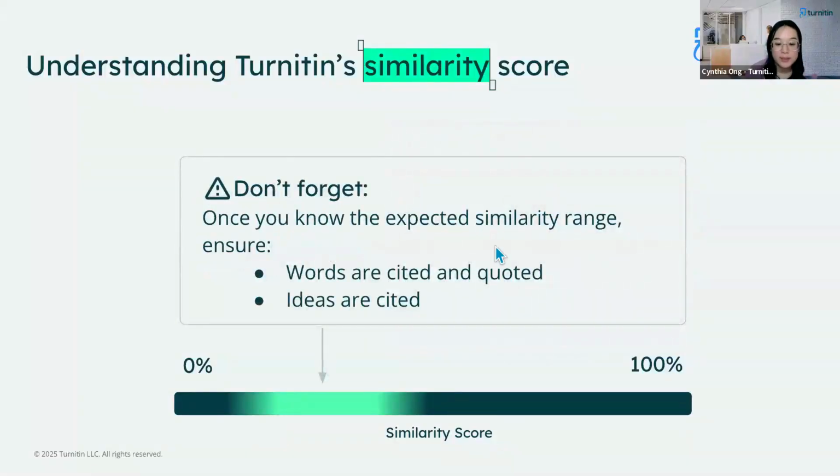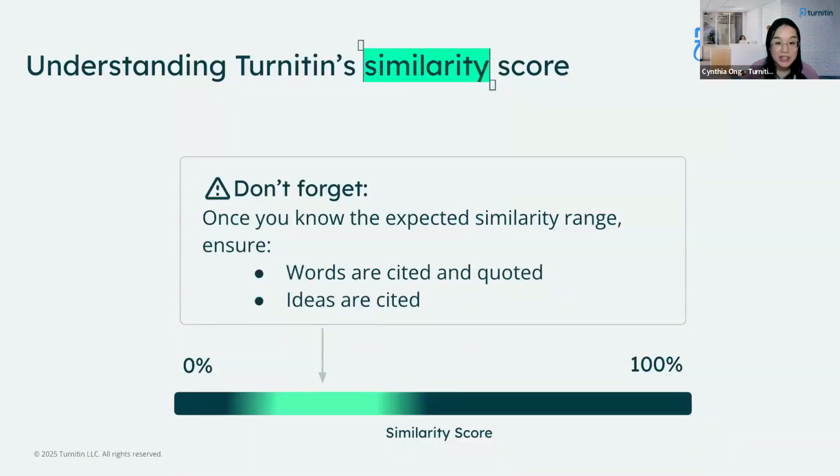So once you know the expected similarity score range of your students, just make sure that all the highlighted text is properly cited and quoted, and the ideas being used are also cited. Because if they are not cited, then that is what we will be considering as plagiarism. Because as you know, plagiarism is when someone takes someone else's work and tries to make it seem like it's their own original work.